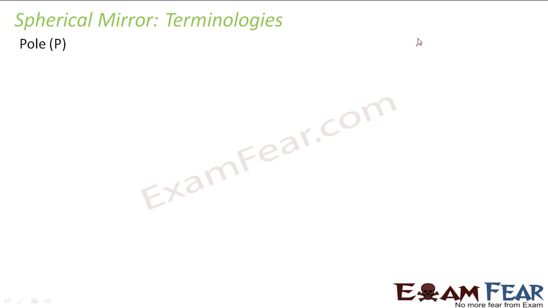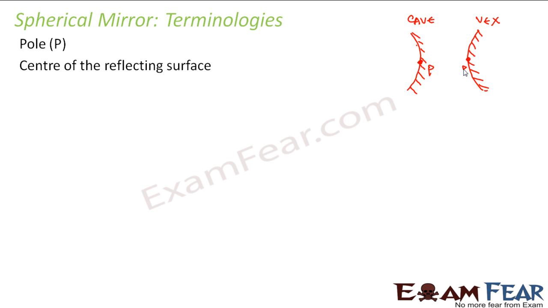For example, let us suppose this is my concave mirror and this is my convex mirror. So what is the pole? Pole is nothing but the center of this mirror. So this is my pole. This point is known as the pole of the spherical mirror, that is, the center of the reflecting surface, because this is my reflecting surface. So the center of the reflecting surface is termed as pole. It is generally denoted by a capital P.